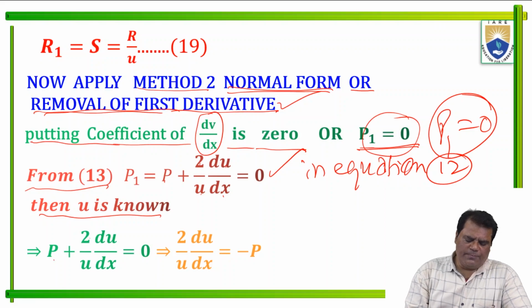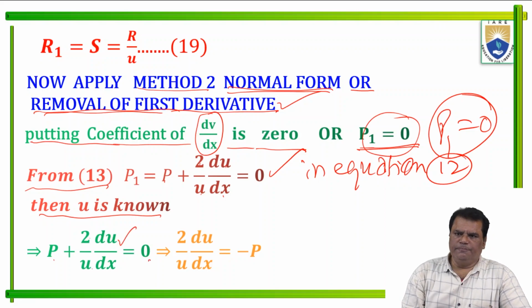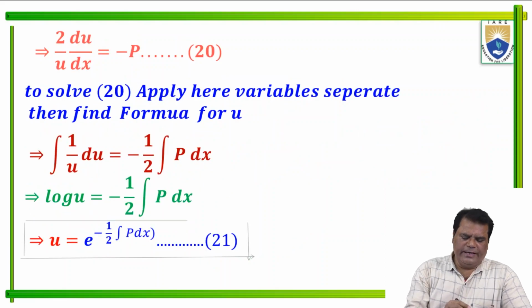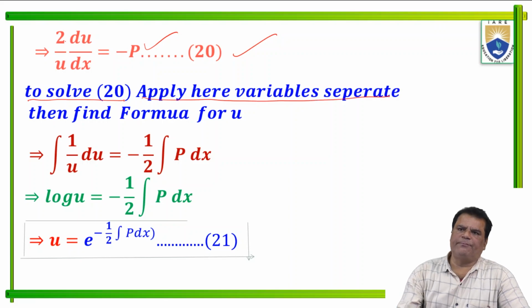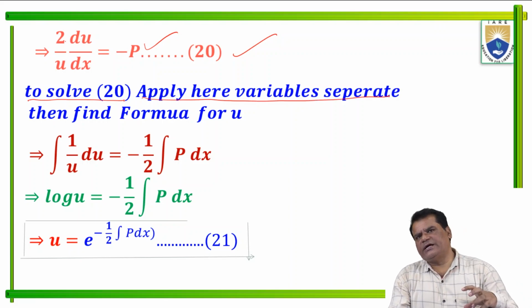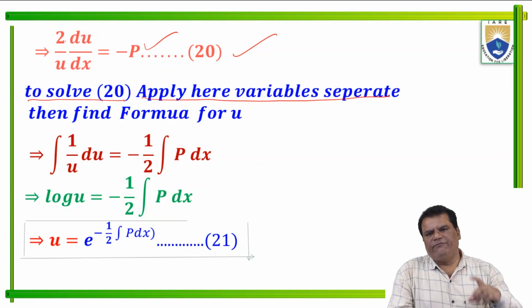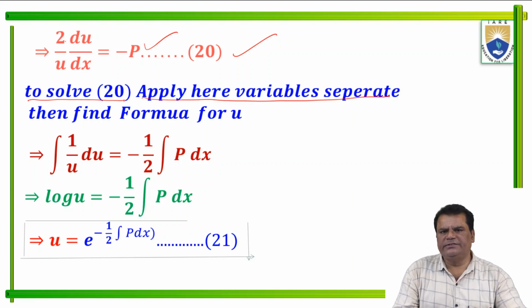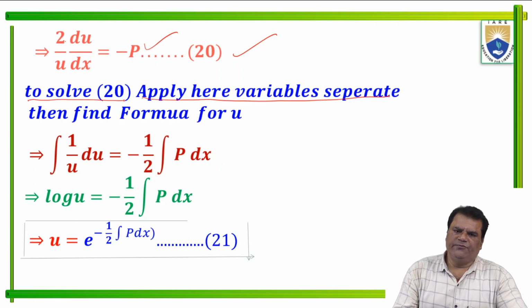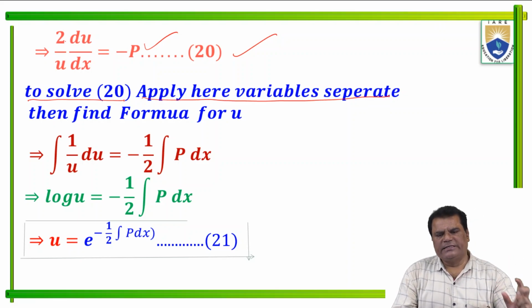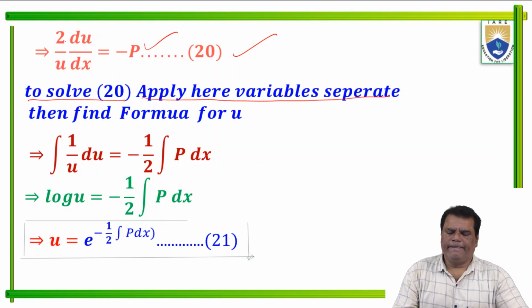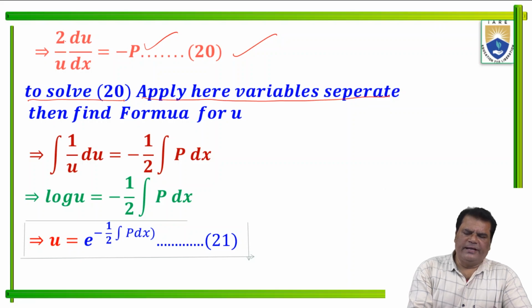So here P plus 2 upon u du over dx equal to 0, or 2 upon u du over dx equal to minus P. This P is taken to this side. Now we have 2 upon u du over dx equal to minus P, equation 20. To solve equation 20, apply the variable separable method. This is a first order, first degree differential equation, and the first method for it is variables separable. If in any differential equation the variables are separable, then we can solve it easily. In equation 20, the variables are separable.